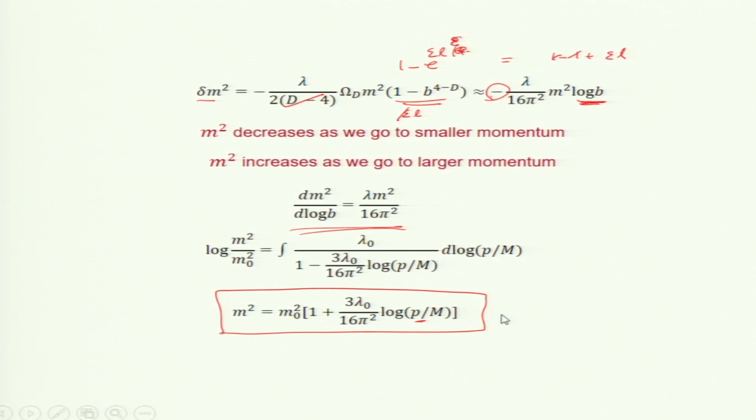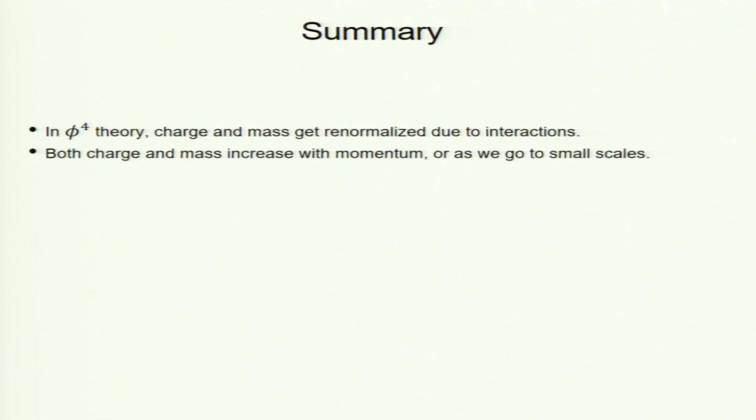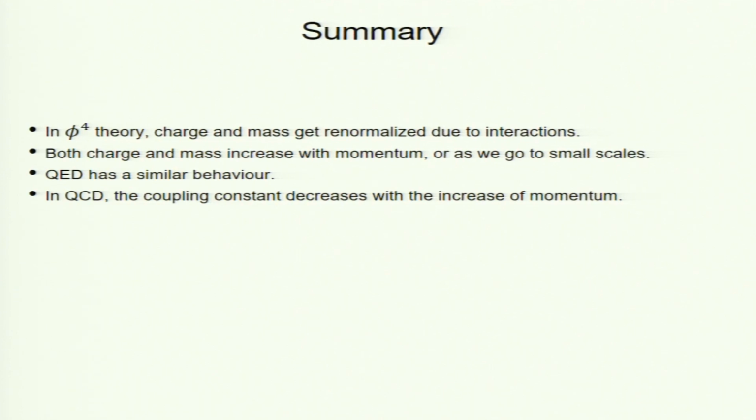Now, I made a remark for QED without deriving the beta function, but this is how we do it. So, in summary, in phi-4 theory charge and mass get renormalized due to interactions, and both charge and mass increase with momentum, or as we go to small scales. QED has similar behavior, and QCD in fact is the other way around. I did mention it. The coupling constant becomes small when you go to higher momentum, and that is it. Stop.